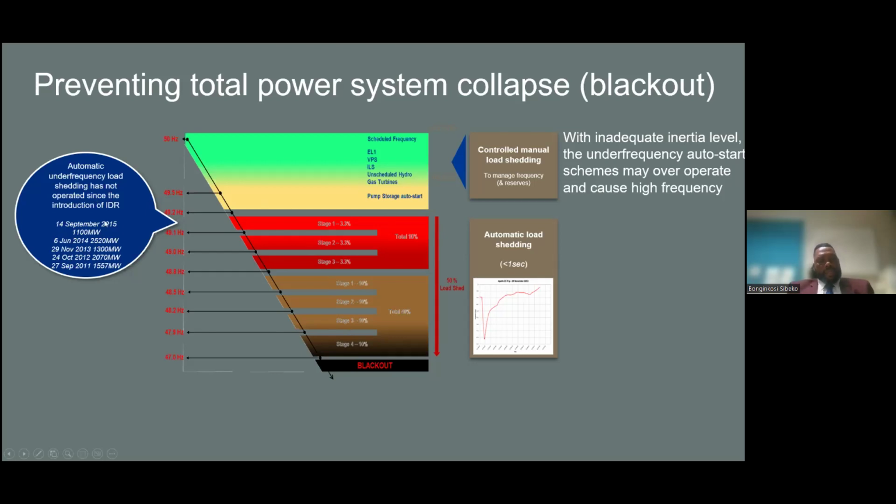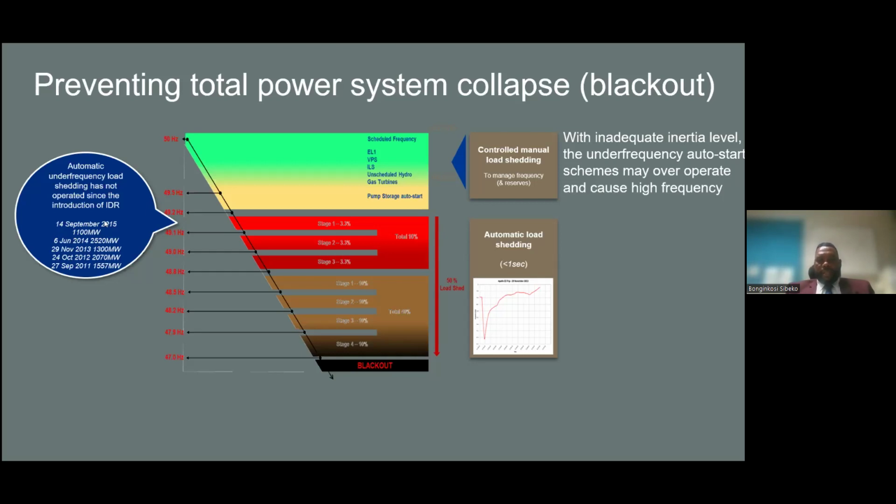So what happened after 2015, we contracted a lot of IDR, instantaneous demand response. At around 49.65, around 49.50, there are certain loads that automatically get disconnected for about 10 minutes, then reconnect again if frequency goes to those levels.